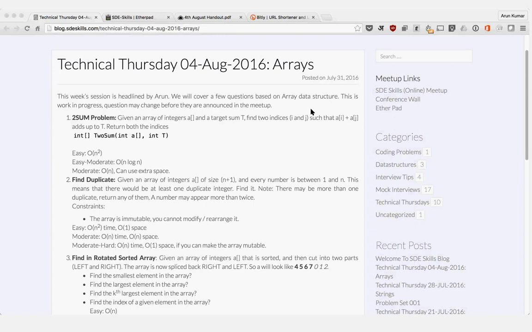No. Actually, I think you are right. It's going to be O of n cube. The worst you can do is O of n cube. Right. Can we somehow make it O of n square?